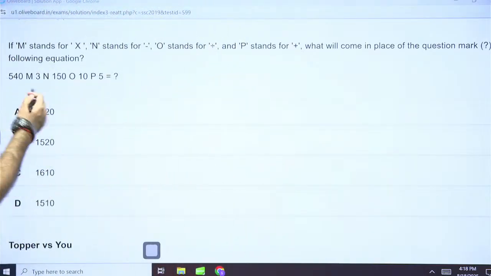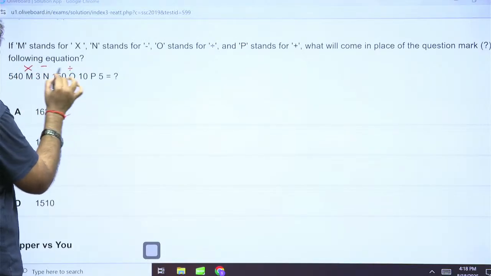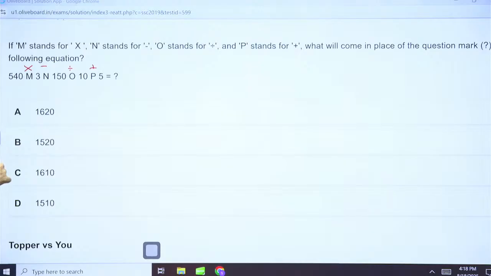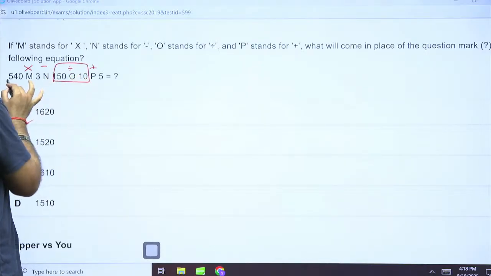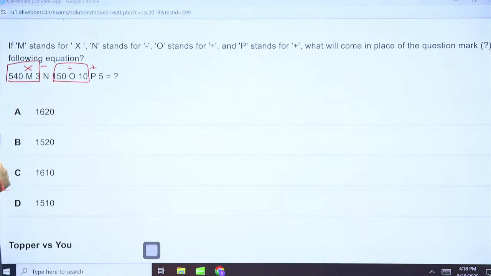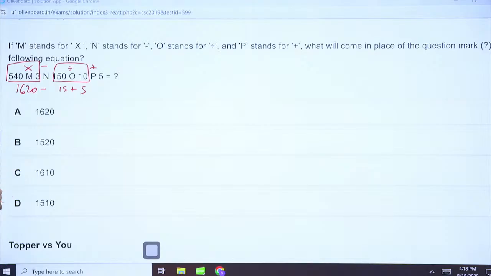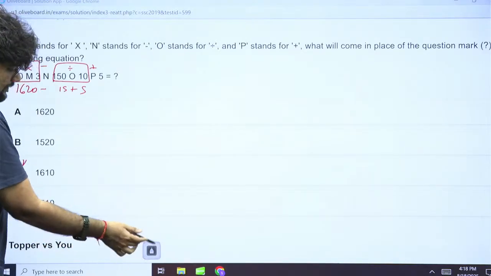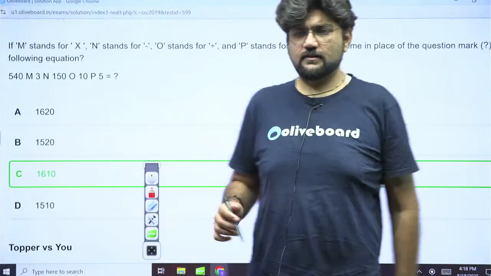Okay, next. M stands for multiplication, N stands for minus, O stands for division, and P stands for plus. What is the answer of this equation? Okay, so 150 divided by 10 is 15. 540 into 3. This is 150, 12, 162, 1620. 1620 minus 15 plus 5. That's 1610, I believe. Option C. 33 seconds. Okay, decent. Perfect.